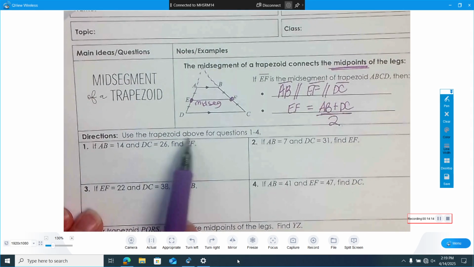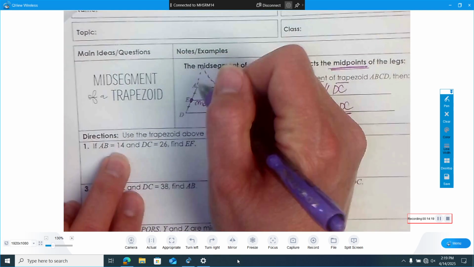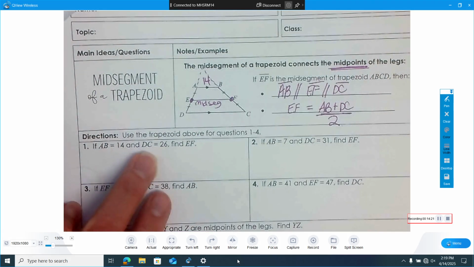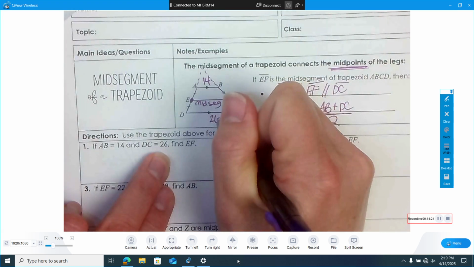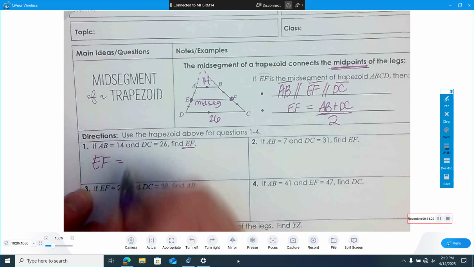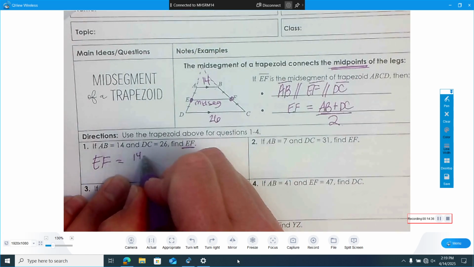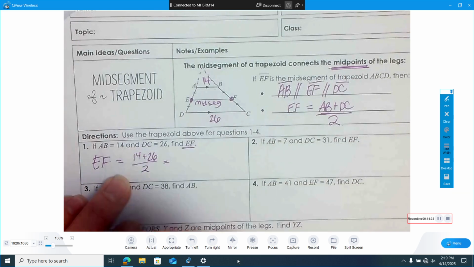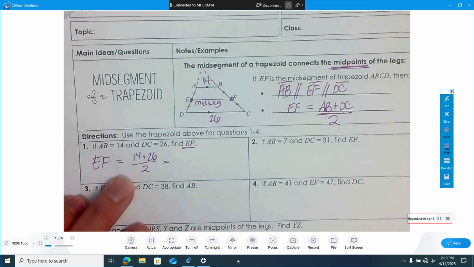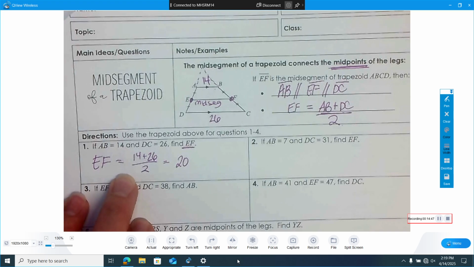So here, use the trapezoid above for questions 1 through 4. If AB is 14 and DC is 26, we want to find the length of EF. How do we figure out EF? Add and divide by 2. Top plus bottom divided by 2. 40 divided by 2 is? 20. Forgot to carry the 1. 20.